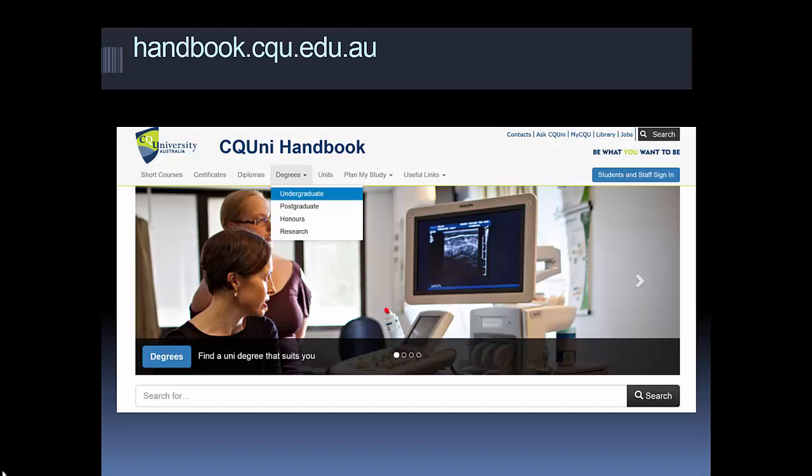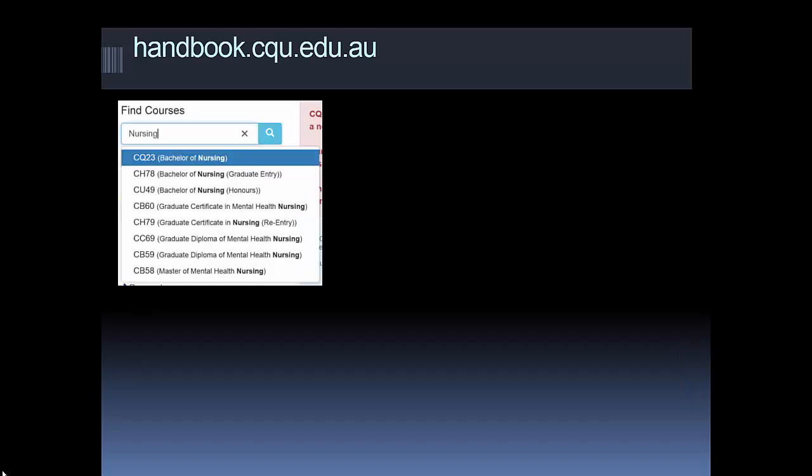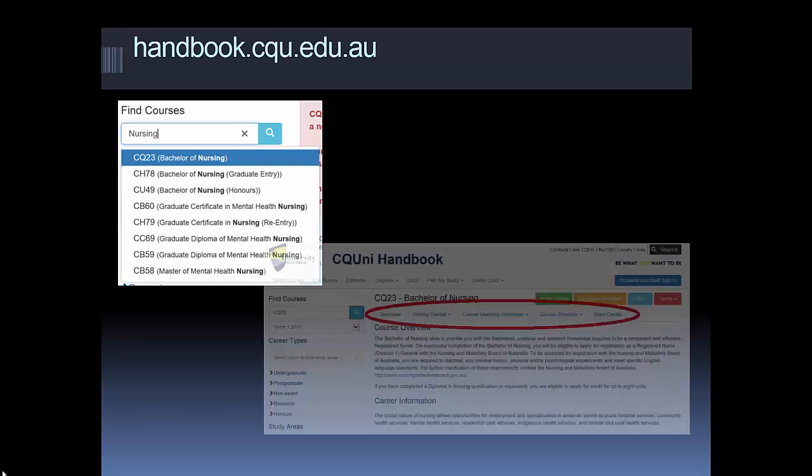Now, to find out more information about the undergrad course that you're thinking of applying for, you go to the handbook. So handbook.cqu.edu.au. You go to degrees, click on undergraduate, and then type in the course name that you're searching for. You'll get a number of options that will pop up and choose the one that you're aiming for. So in this case, I've typed in nursing and selected CQ23 Bachelor of Nursing.